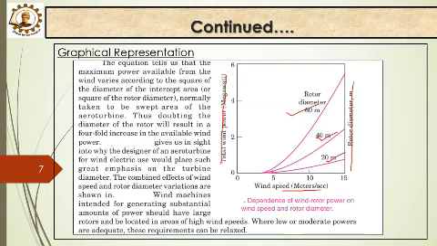So the equation tells that the maximum power available from the wind varies according to the square of the diameter of the intercept area, or the square of the rotor diameter, normally taken to be the swept area. Thus, doubling the diameter of the rotor will result in 4 times increase in the available wind power, and it is directly proportional to the cube of the velocity. So velocity is also a very important factor. So this is the dependence of wind power on the wind speed and the rotor diameter.